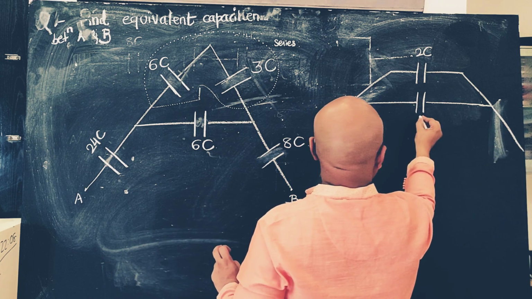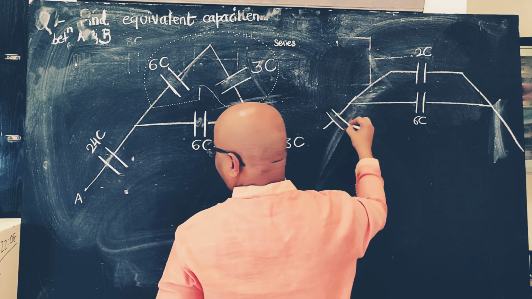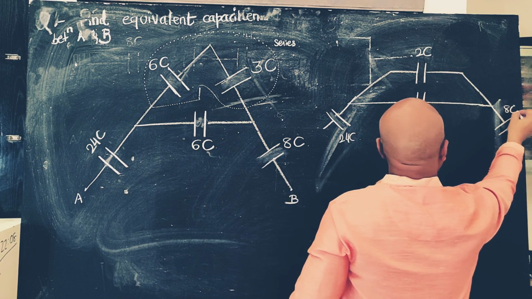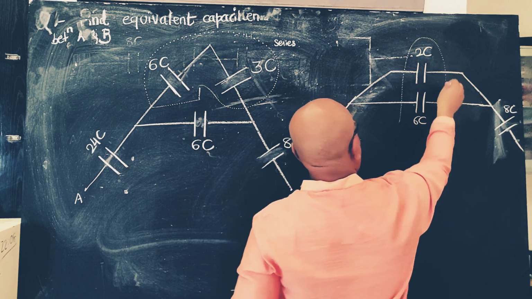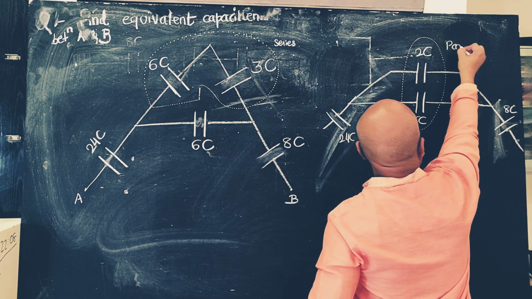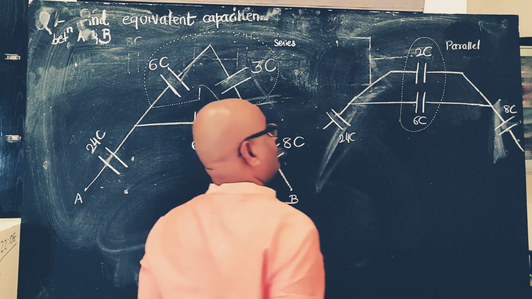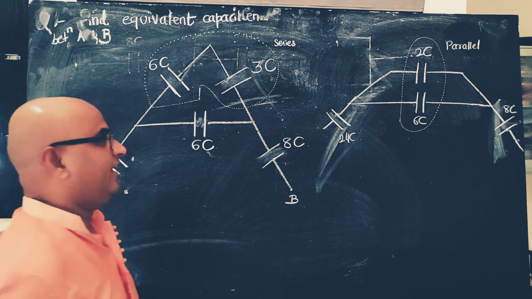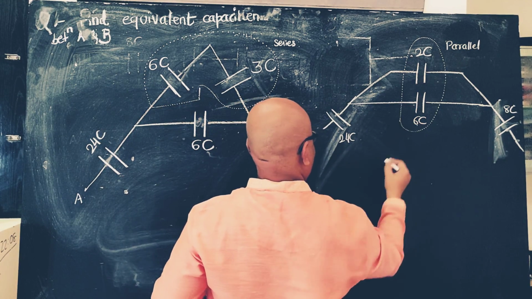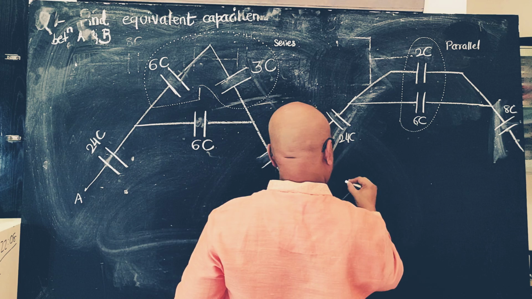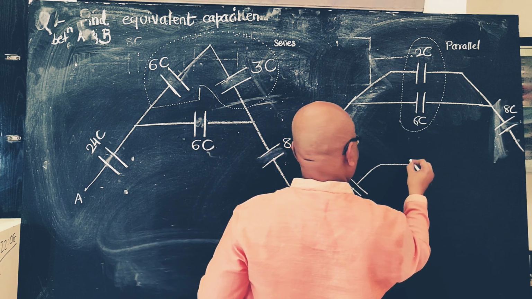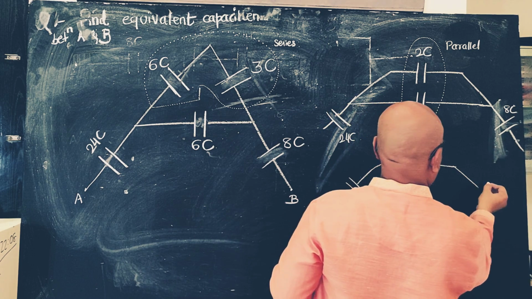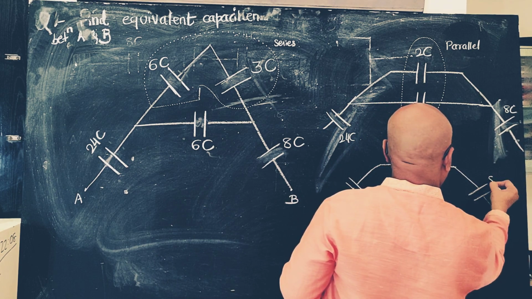यहाँ पर कितना है? 6C. यहाँ पर कितना है मेरा? 24C. यहाँ पर कितना है? 8C. Okay. Now this 2C and 6C, they are connected in what? Parallel. And when the capacitors are connected in parallel, how to find the equivalent capacitance? Directly add them. 2 plus 6, 8. So this diagram will become in this way. This 24C, then I have 8C, and then again I have what? 8C.